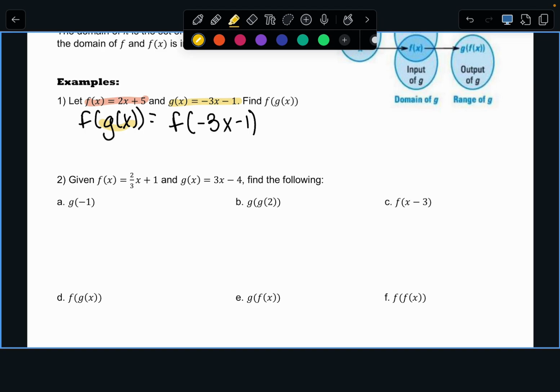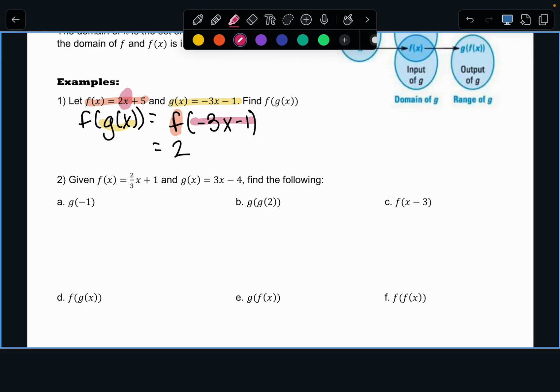I'm going to take this negative 3x minus 1 and plug it into f. So if I look at my function f, my orange function, I'm taking that function and I'm replacing x with this piece right here. Anytime I see an x in my f function, I replace it with this. Just like how I would if it was a number. I'm not doing anything different than I was doing in the warm-up with numbers.